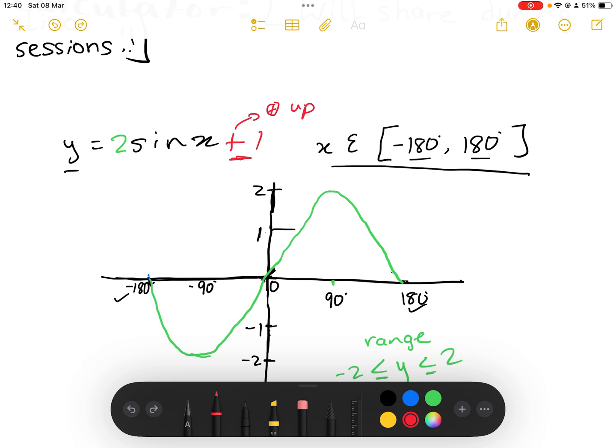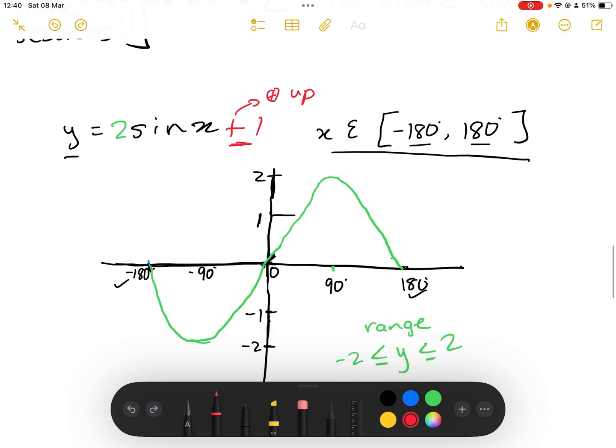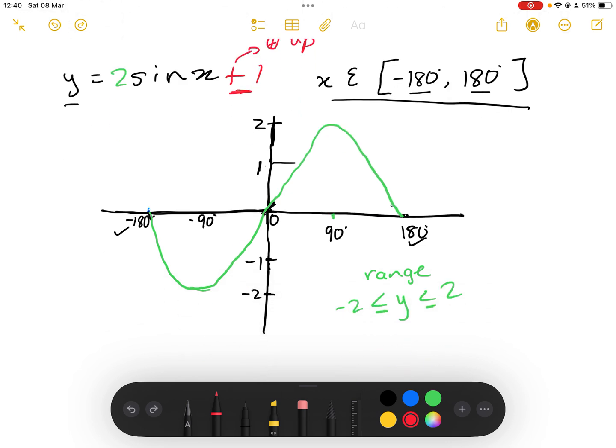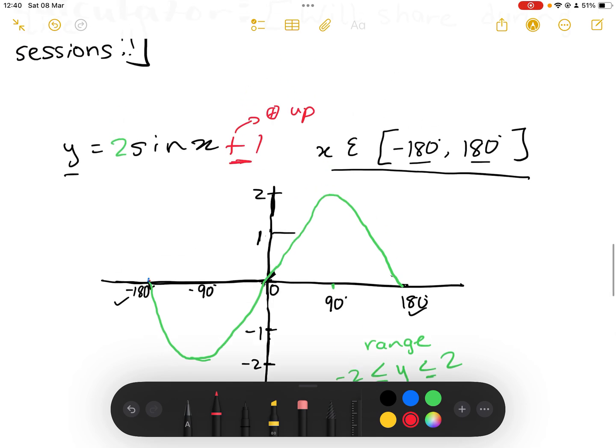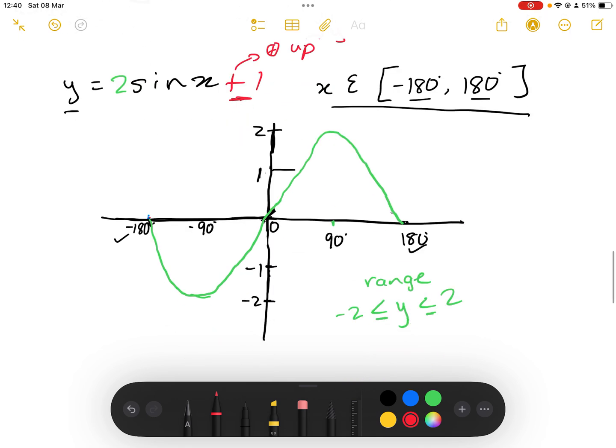So if I say plus 1, I'm shifting the graph up. So it's negative 180, let's start at the beginning. It was at 0, but because it's going one unit upward, the y values are changing. When I say up and down, I mean the y values. So it's going to move from 0 to 1.